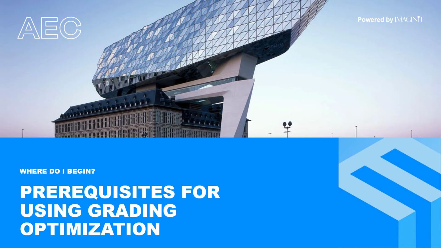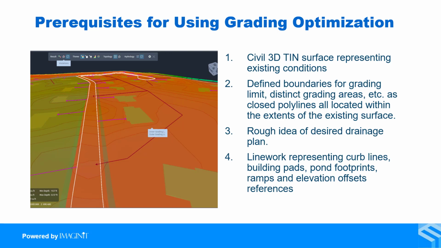So, where do I begin with this new grading optimization tool? And what does it do for me? Well, grading optimization has the main prerequisite of the need of an existing topo surface. All grading will be referenced to this topo surface, so you need a surface that covers the entire project area. Once I have the surface, I can do some basic site design by dropping polylines and points on top of the surface boundary to define distinct grading areas.